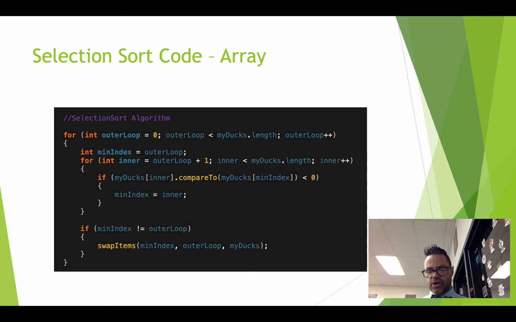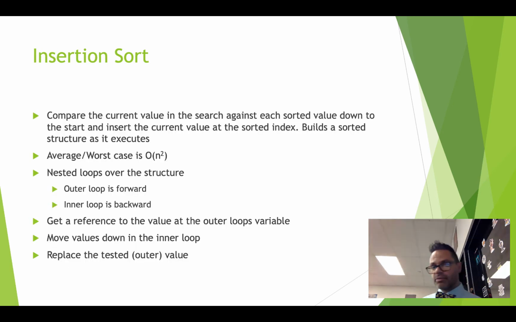And so the selection sort, the big way to identify this and what we want to keep track of is the index of the current min or max, and then we swap after that. So that's the greatest way to keep track of the selection sort as an algorithm. Insertion sort's a little bit cooler.